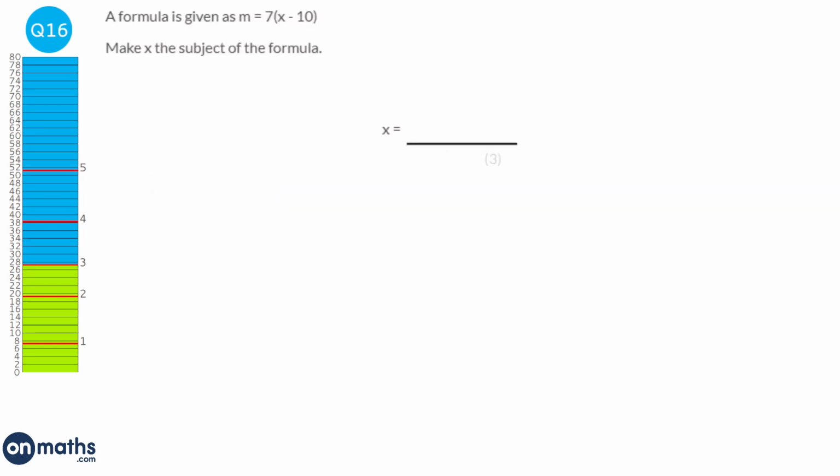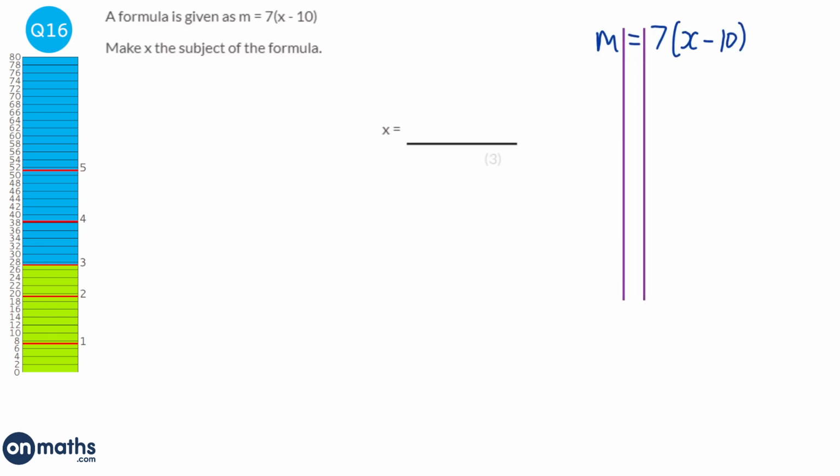So we're going to start just by writing this out. So m equals 7 brackets x minus 10. And we're going to put our solving lines in. I'm going to start by expanding the brackets. We don't need to, we could divide both sides by 7, but I think this is a bit easier. And we're going to add 70 to both sides.